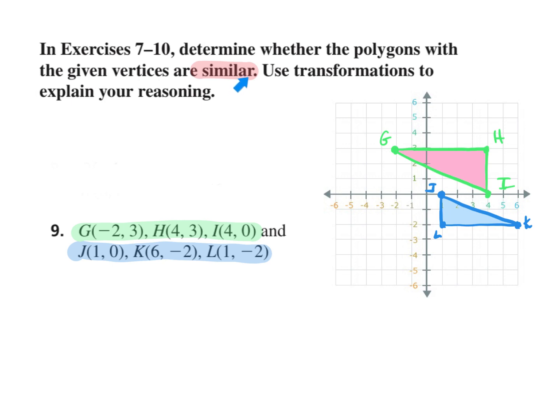Well, the quick way to tell is to divide corresponding sides and see if you always get the same ratio. So let's divide the longest green side, which is the hypotenuse GI, divided by the hypotenuse JK. And let's see what we get. Let's do the same thing for the middle side, GH over LK, and then the shortest green side, HI, divided by the shortest blue side, LJ.